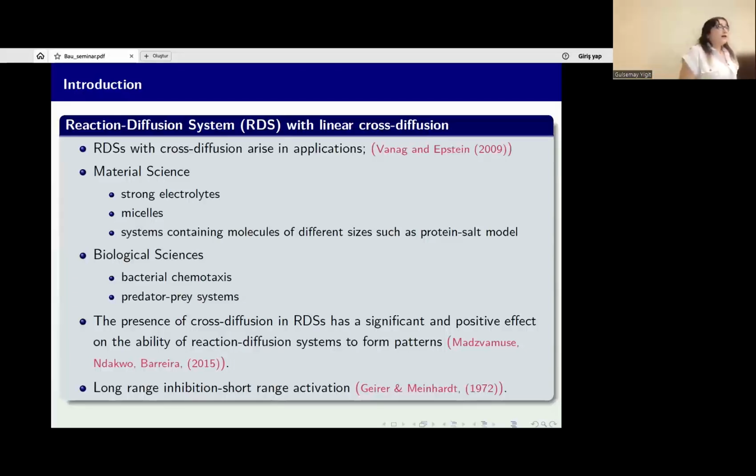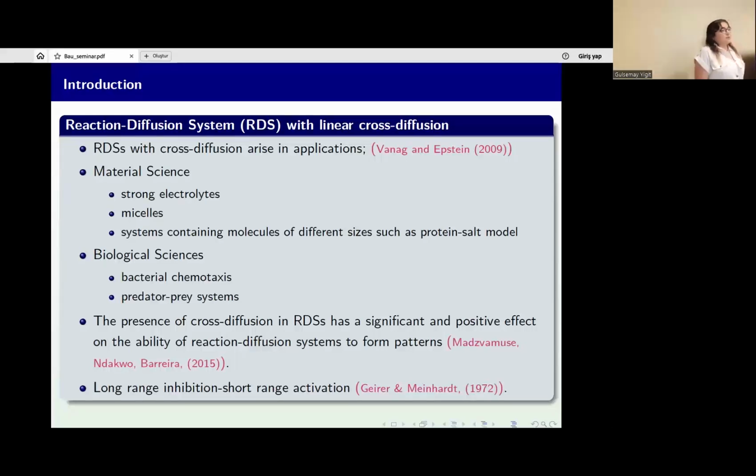Okay, the importance of linear cross-diffusion, I want to talk about it. It has a lot of applications, in solitons, especially in material science, to understand the interaction between molecules, proteins, salts, and different kinds of biological or chemical species that are interacting with each other. It also has a lot of applications in animal ecology, like animal behavior, predator-prey systems, and especially chemotaxis. And it has really significant and positive effects on the ability of reaction-diffusion systems to form patterns.